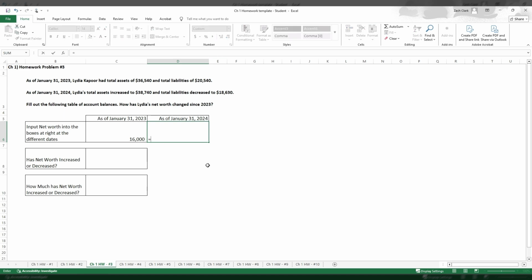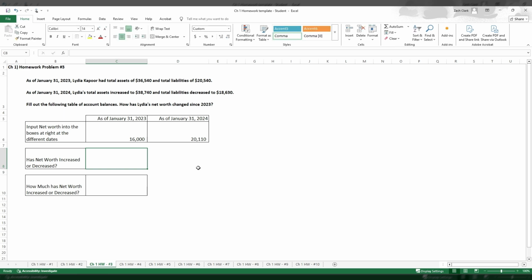Then similarly, as of January 31st, 2024, using this data, we have total assets of $38,740 minus $18,630, which means that our net worth, the difference between our assets and our liabilities, has risen from $16,000 to $20,110.